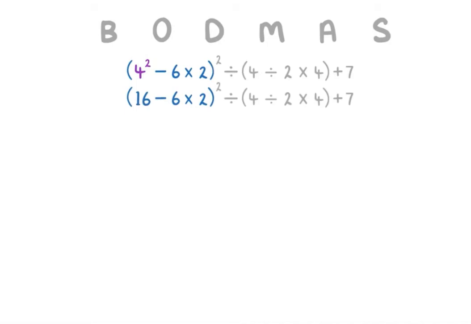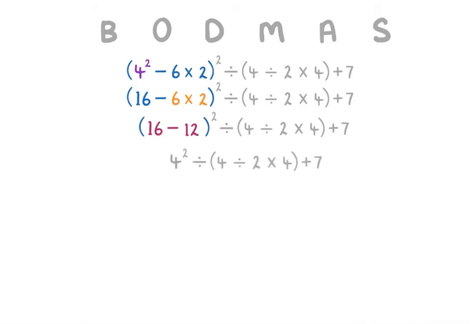There isn't any division in the bracket, so the next thing we do is the multiplication, 6 times 2, which is 12. And then the only thing left is the subtraction. So 16 minus 12, which gives us 4. At this point, we've finished simplifying this first bracket. So we can rewrite our equation as 4 squared divided by the bracket 4 divided by 2 times 4 plus 7. And then next, we're going to have to deal with this other bracket.